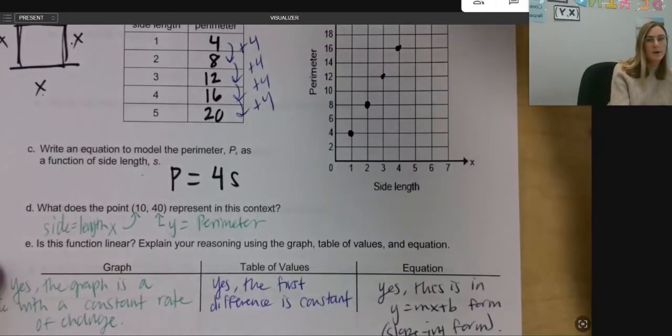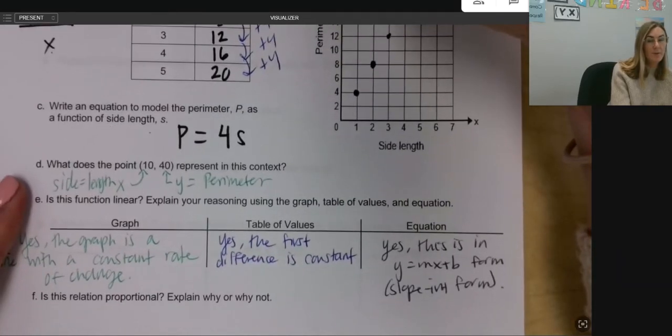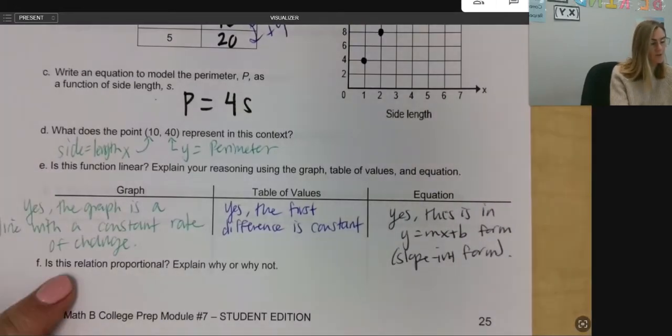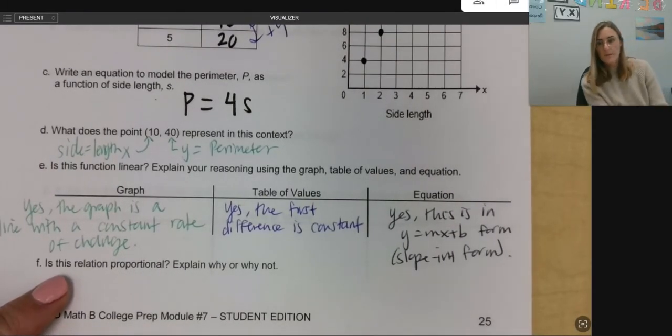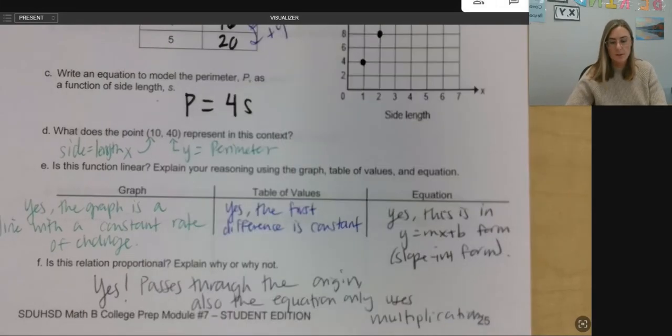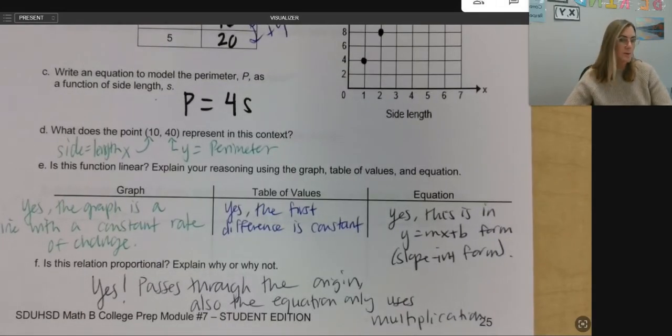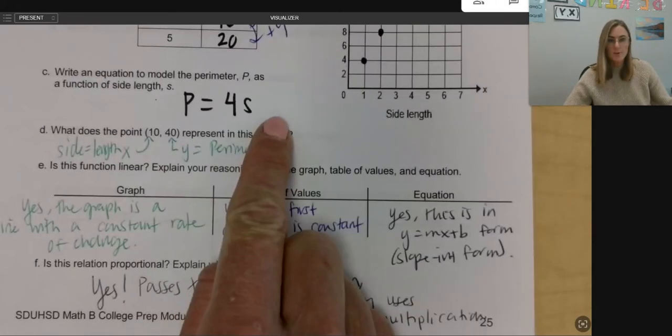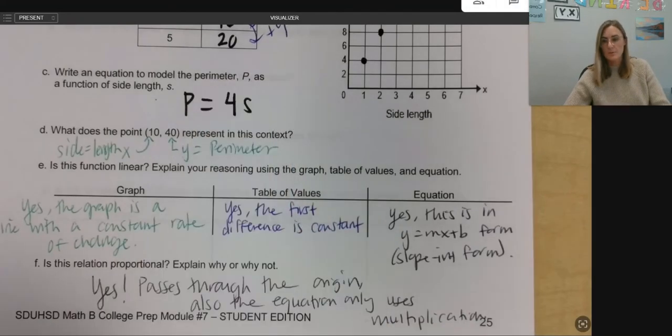And our last question here, is this relationship proportional? Explain why or why not. You should be able to tell this from the graph or from the equation. You should also be able to tell it from the table of values at this point. So you could say something like, yes, this passes through the origin on the graph, or if the equation only uses multiplication and there's nothing being added or subtracted, we know this is proportional.